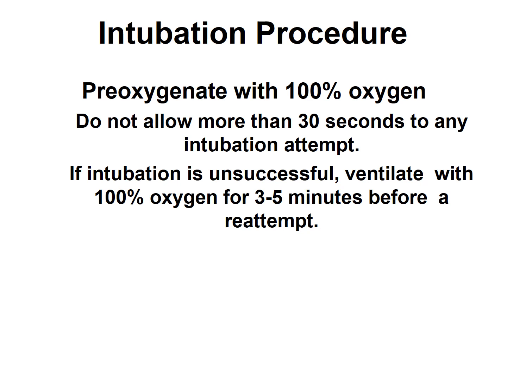Then pre-oxygenate the patient with 100% oxygen. Do not allow more than 30 seconds to any intubation attempt. If intubation is unsuccessful, ventilate with 100% oxygen for 3 to 5 minutes before a reattempt. So before intubating the patient, we have to oxygenate the patient with 100% oxygen. How to oxygenate? Using the AMBU bag connected to an oxygen cylinder or oxygen supply. Oxygenate the patient to 100%.